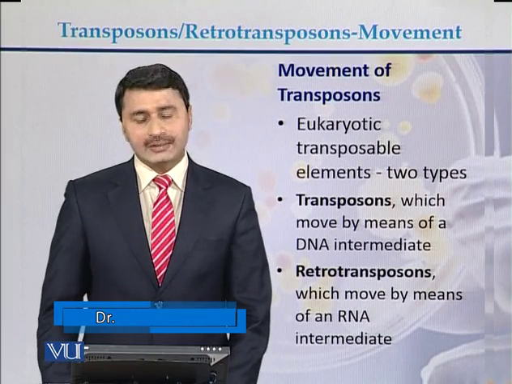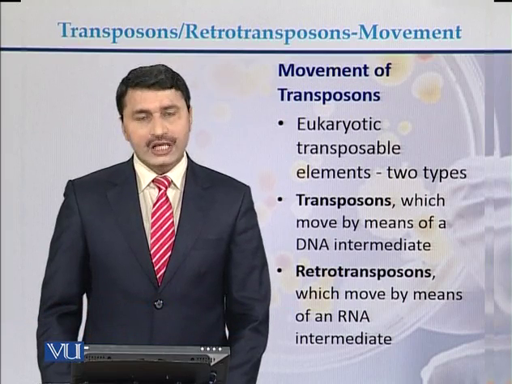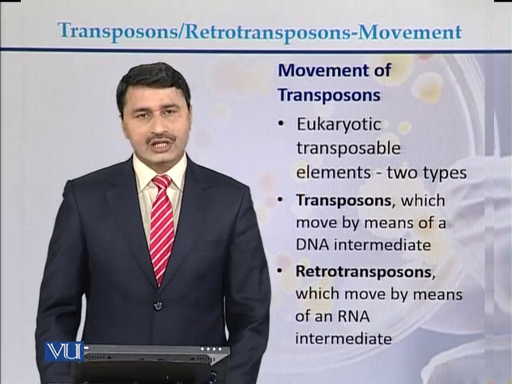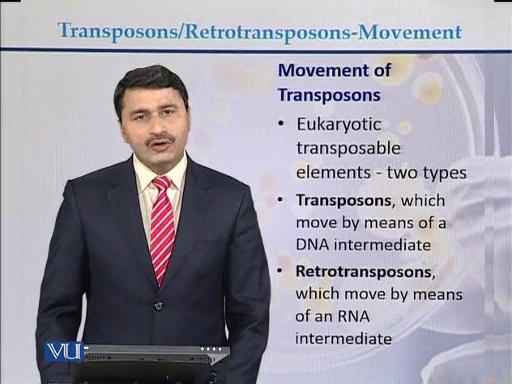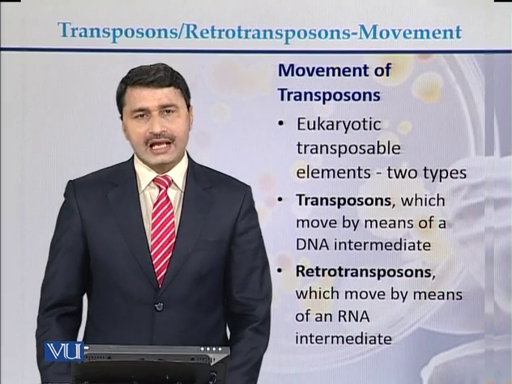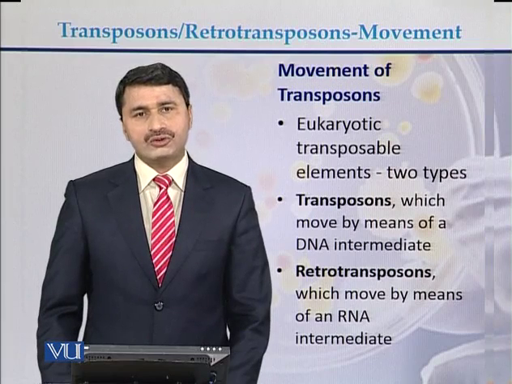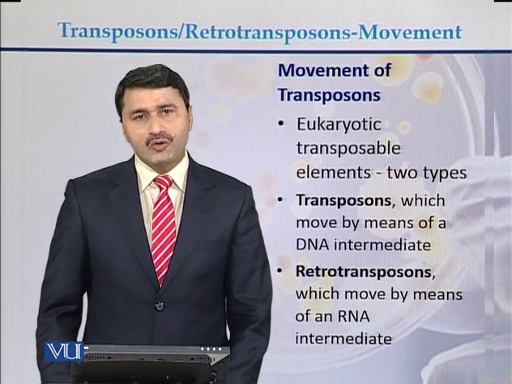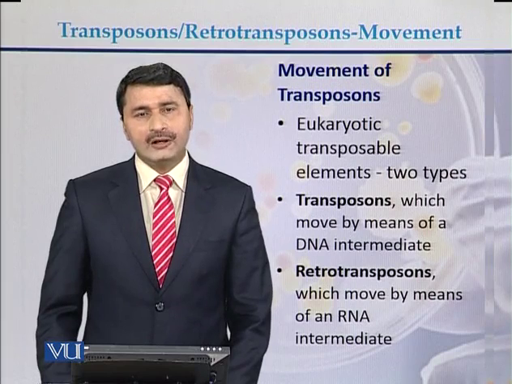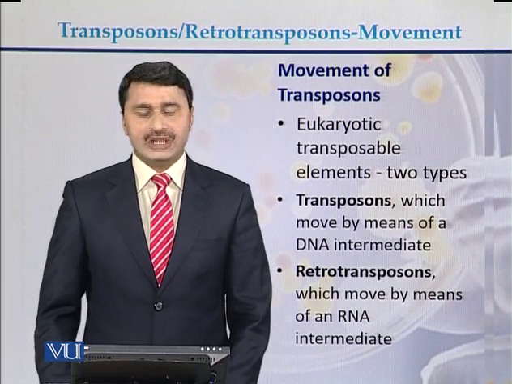So there are two types of transposable elements in the case of eukaryotes. The first category is called transposons, which move with the help of DNA, where DNA acts as the intermediate. The second category is retrotransposons, where the DNA moves from one place to another through RNA intermediates.